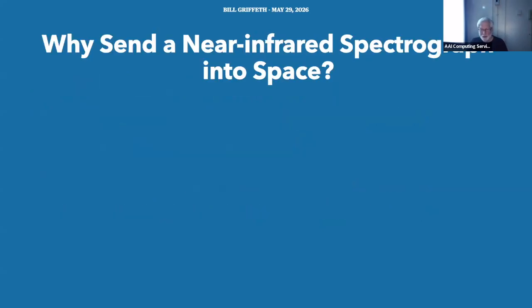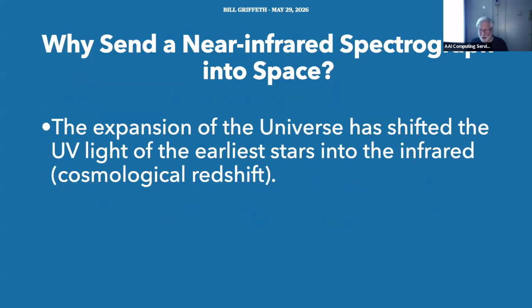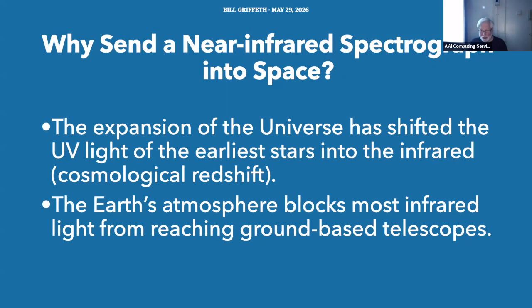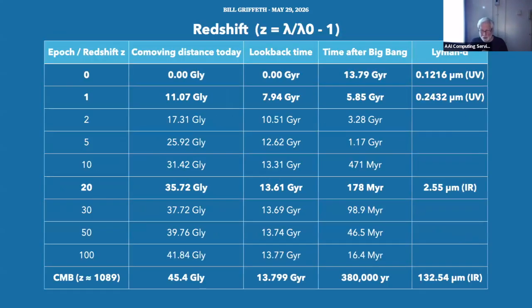But why send a near-infrared spectrograph into space? There are 2 reasons. First, the expansion of the universe means that the ultraviolet and visible light emitted by the earliest stars and galaxies has become infrared light by the time it reaches us. This phenomenon is called cosmological redshift. Second, the Earth's atmosphere blocks most infrared light from reaching ground-based telescopes.